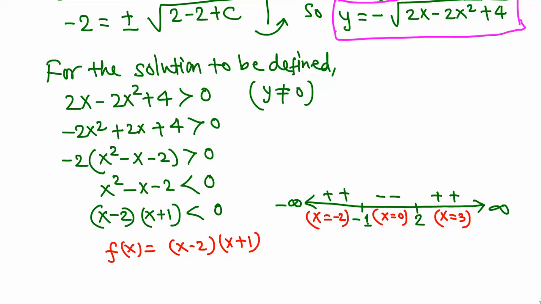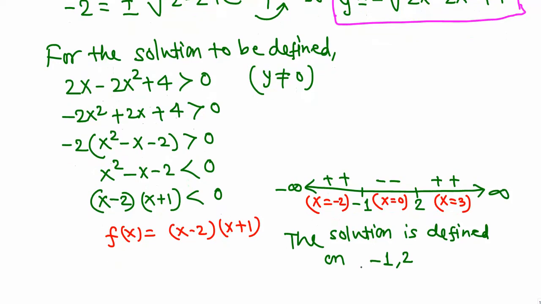So the solution is defined on the interval negative 1 to 2, and this is strictly less than 0, so we cannot have brackets. This should be parentheses. And by the way, the x value of our initial point should be inside here. If you go up and see, the initial point was y of 1 equals negative 2, so this 1 should lie inside here, and that's the case. So final.